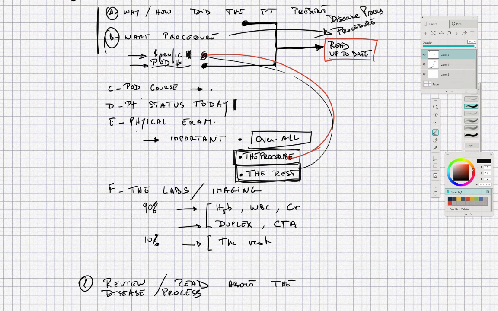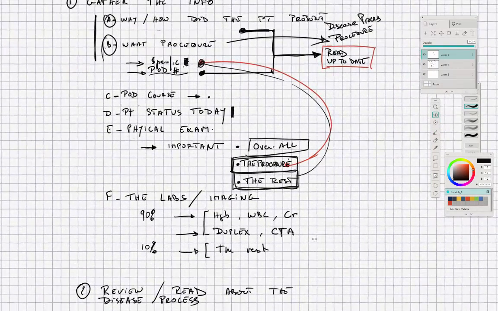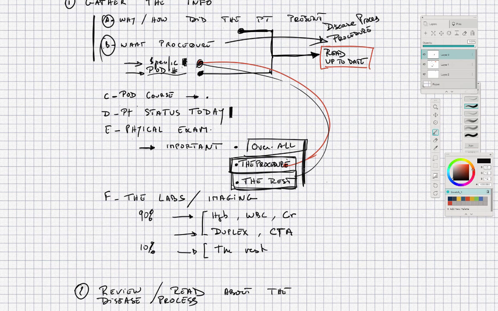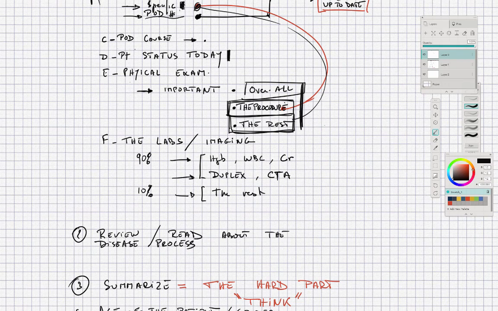So the cardiac exam, pulmonary exam, and so on. But still focus on what is important and related to the patient's risk factors and the current procedure. Look at the labs. 90% of the time, what is important to us is the hemoglobin, the white count, the creatinine. And as far as imaging is concerned, a duplex study, which is an ultrasound with a Doppler added to it, and a CT or a CT angiogram. So if any of those were done that day, you need to know it.